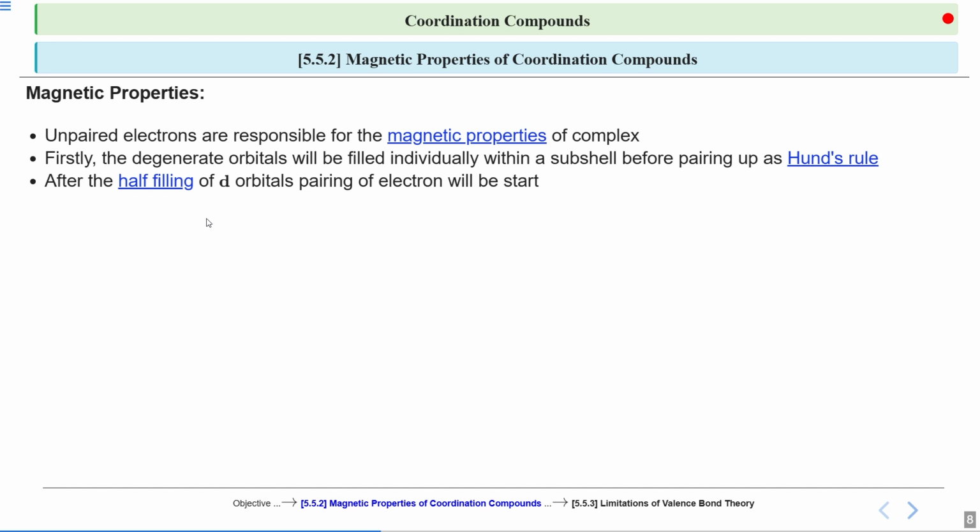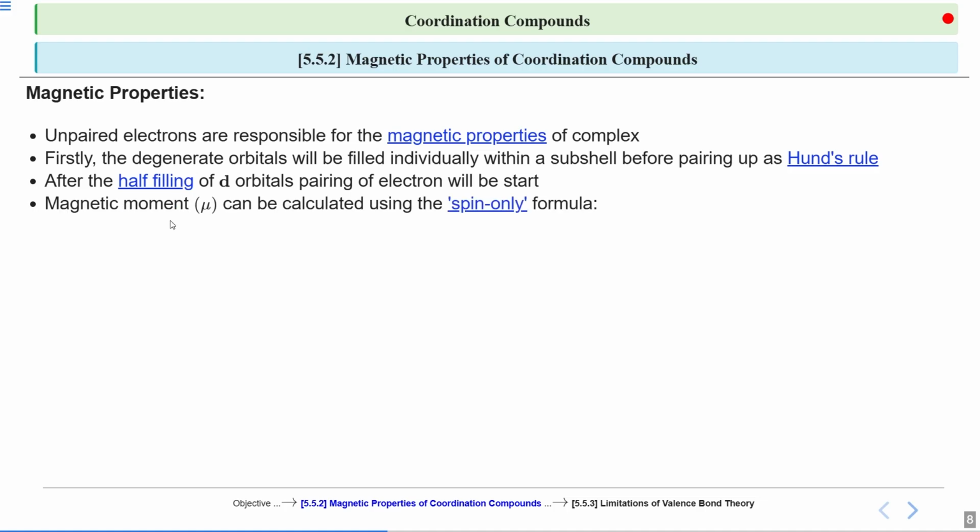So until d5, you have to fill the electrons in each degenerate orbital individually, and then when the d orbital gets half filled with the d5 configuration, the sixth electron is going to fill up again in the first orbital of the d orbitals for the pairing up. So pairing of electrons will start after the half filling of the d orbital.